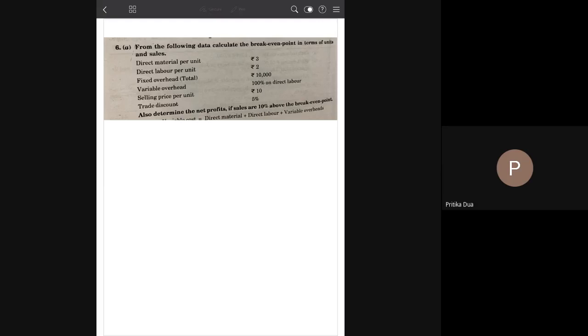So class, this question has come in your 2017 main exam, BBE final exam 2017, and this question I think was for around 5 marks. Has anyone been able to solve? In this question, there is one term which is used, which is a trade discount. Can anyone tell me what a trade discount is?